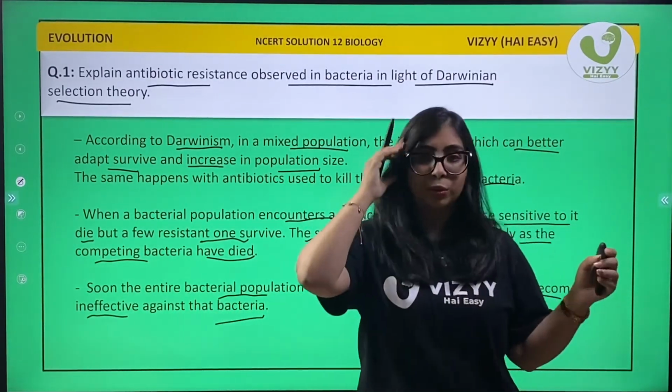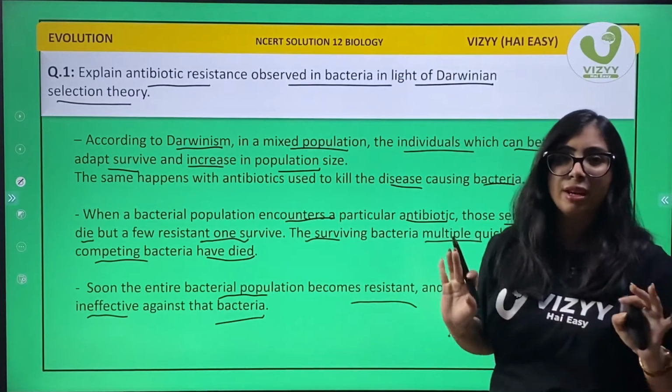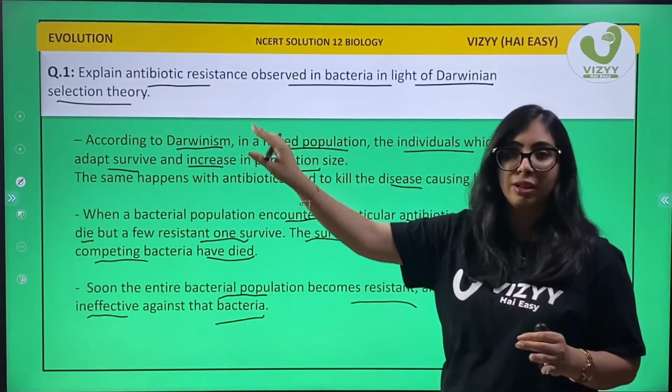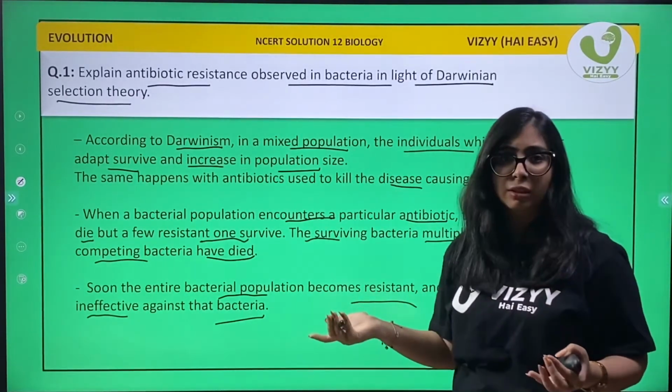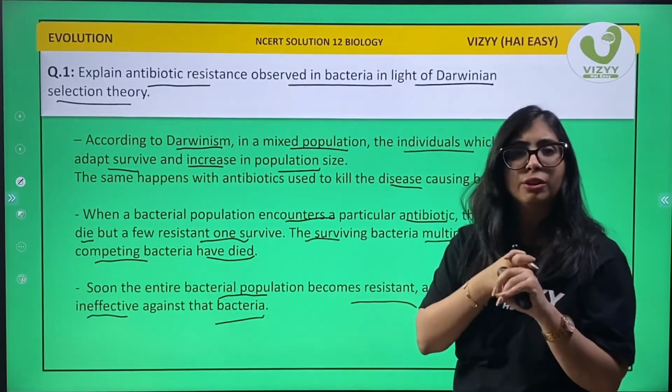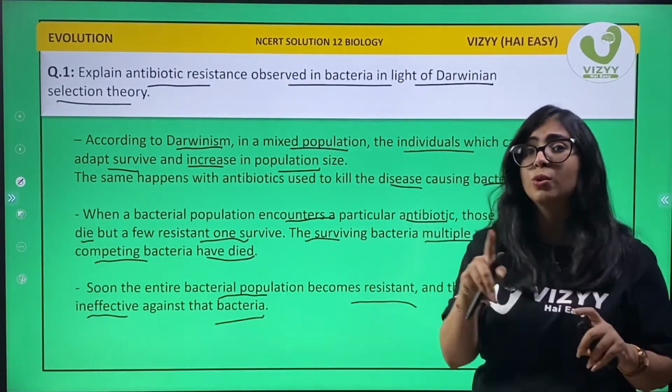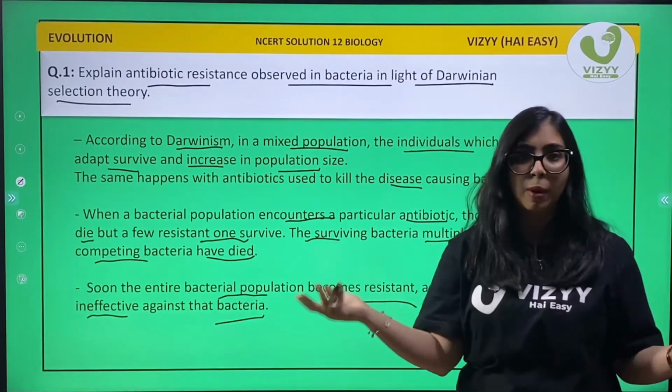So the gist of this answer is, what is antibiotic resistance and what did Darwin mean? You just have to link the two of them. Darwin said whoever survives will thrive in the population.